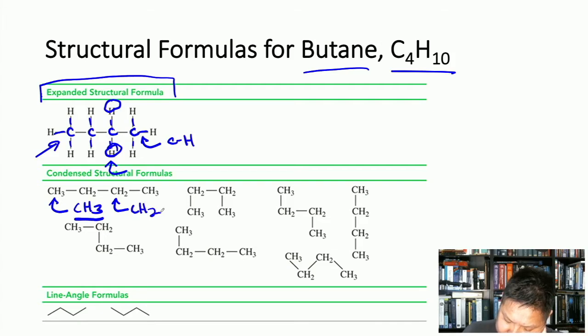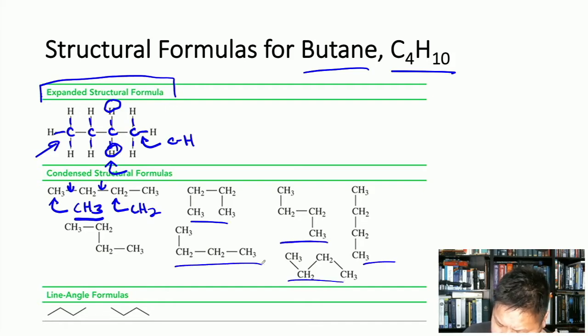We can do that because we already know that these bonds right here are connected to carbons, not hydrogens, right? And remember that carbon can only have 4 bonds. And the rest of these are just all butane condensed structural formulas, just in different orientations. But the one that's probably the most commonly used in organic chemistry, because these hydrocarbon chains can get very long, is known as the line angle formula, right?